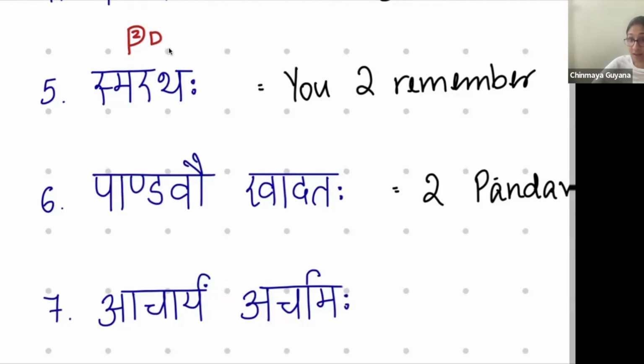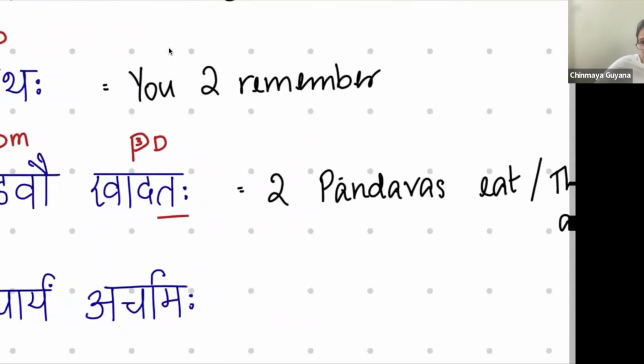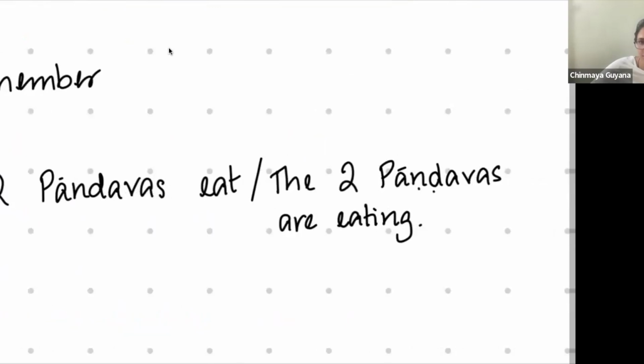Pandavo khadataha. Our verb is khadataha. Who khadataha? Pandavo. So Pandavo will be first case, dual, masculine. Everyone follow that? Actually, this taha should give you a clue that it is a dual subject that you are looking for. Pandavo khadataha. So our khadataha is going to be third person dual. Two Pandavas eat, or the two Pandavas are eating, however you translate.